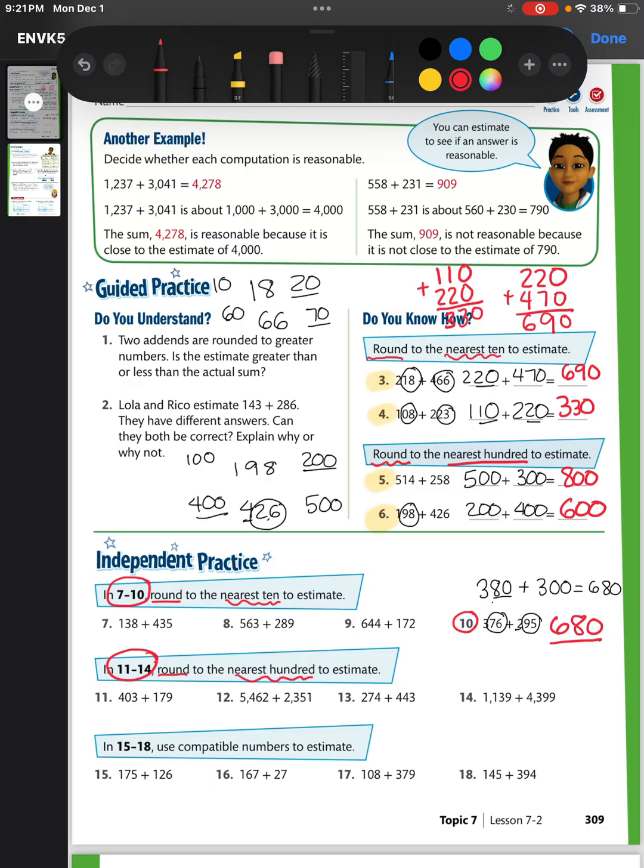I want you to go ahead now and try 7 through 10 and 11 through 14. You can get your answers checked using the teacher answer key.